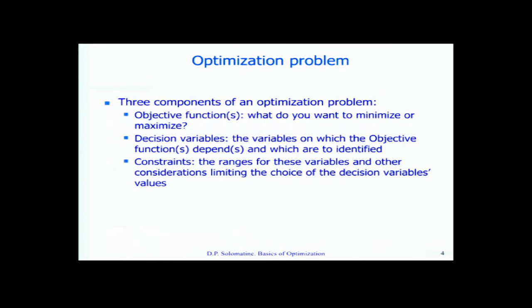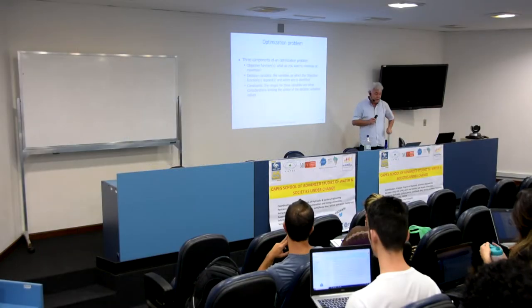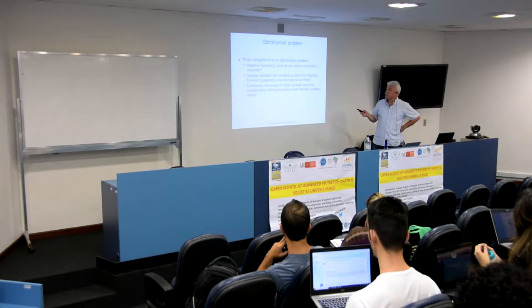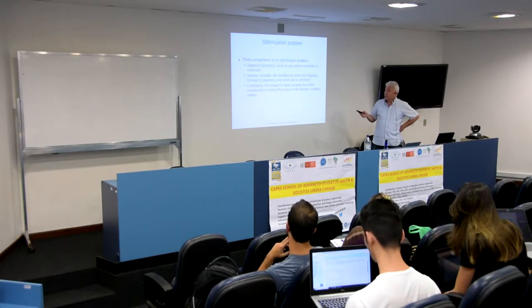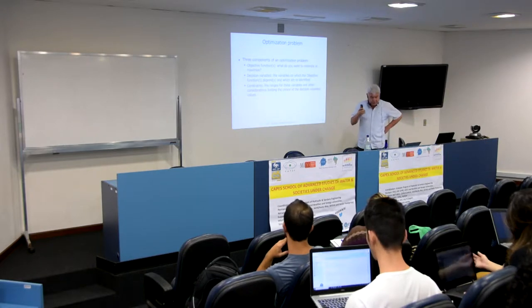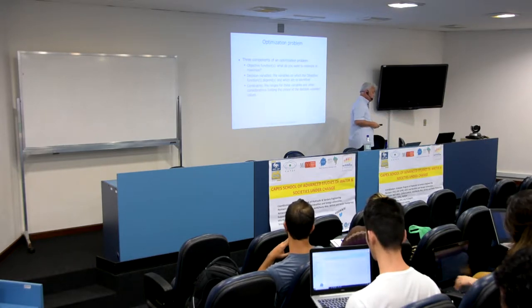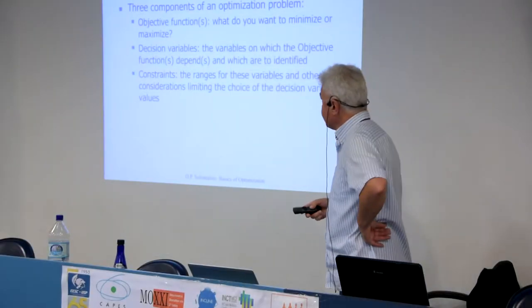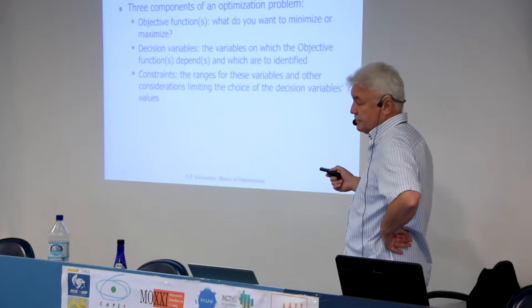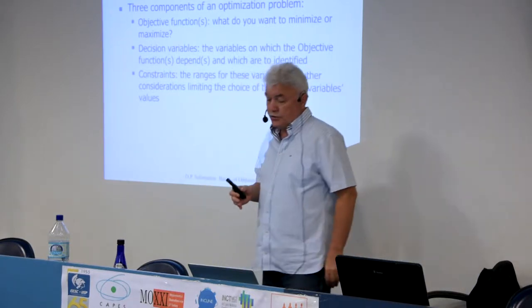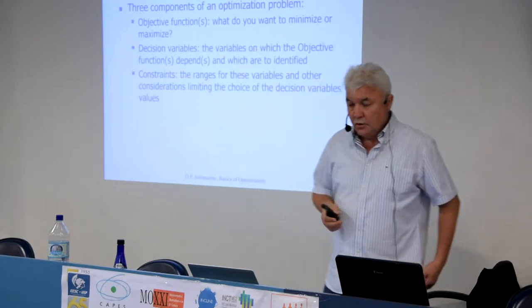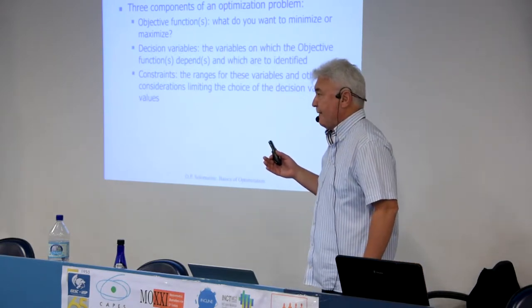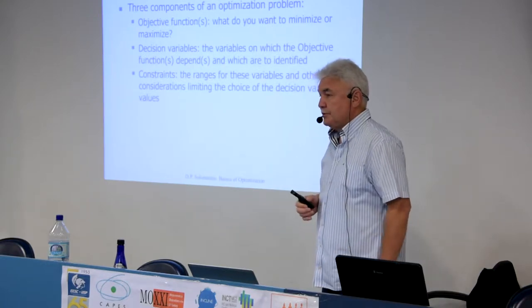So what is an optimization problem? If you think that you want to maximize or minimize something, you have to think of three things. First, the objective function: what exactly you want to minimize or maximize. Second, decision variables. These are the variables you would choose values for, so that this vector chosen would bring a minimum to your objective function. And then the third component, constraints. These are ranges for these variables, which you don't want to violate. Or perhaps there would be some functions that you will write down, which would link these variables together.